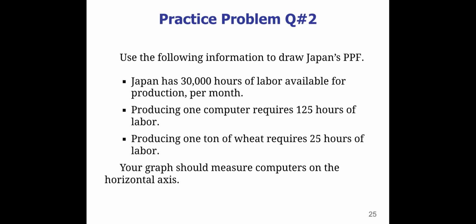So on your practice problem paper, I want you to do question number 2. You're going to draw Japan's PPF. In this particular question, Japan has now 30,000 labor hours available per month. This is a little less than the US. And in Japan, to produce one computer, it requires 125 hours of labor. And to produce a ton of wheat requires 25 hours of labor. So go ahead and draw your graph, pause the video, and come back when you're done.